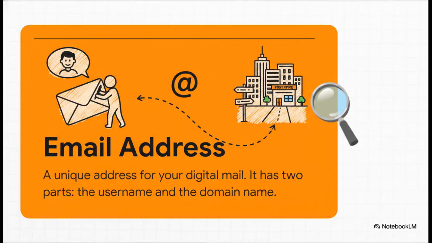So let's zoom in on that email address for a second. Let's say it's john@example.com. It's got two really important parts. John is the username, that's the specific person we're trying to reach, and the part after the @ symbol, the @example.com, think of that as the city and street. It's the specific digital neighborhood that handles all of John's mail.